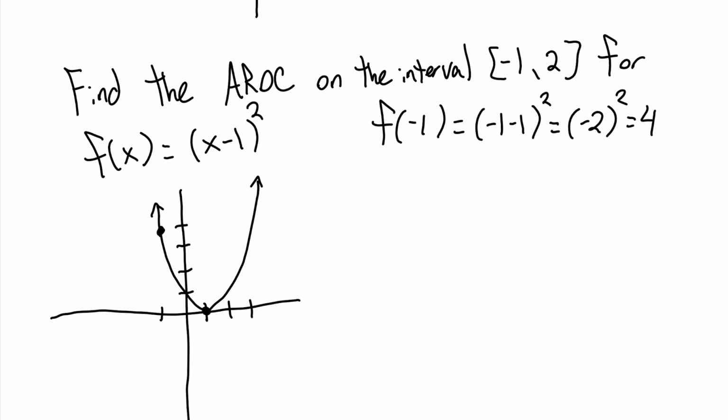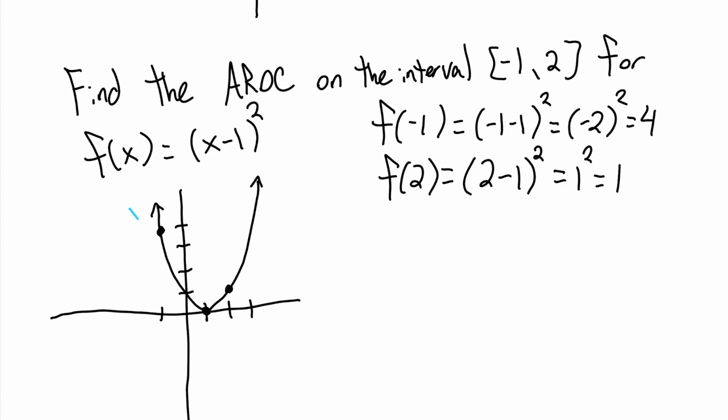Try to line this up with the graph here. And then we have f of 2, which is going to be (2 minus 1) squared, which is 1 squared, which is going to be 1. So we have a point at 2, 1 right here. Okay. So what we're really doing when we're finding this average rate of change is we're imagining that there's a line between these 2 points, and we're finding the slope of that line, which is the steepness of a line.